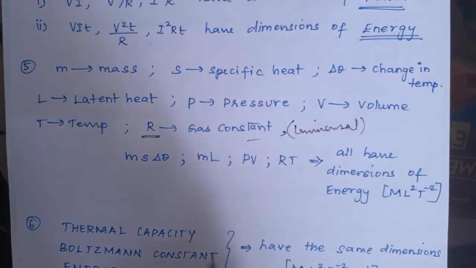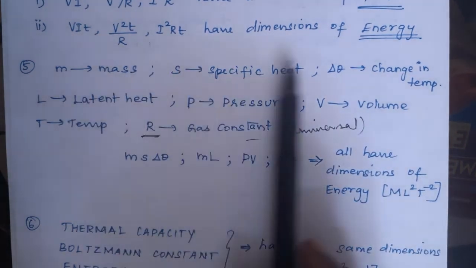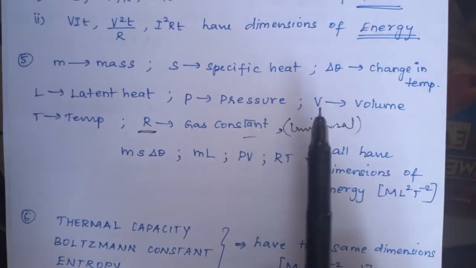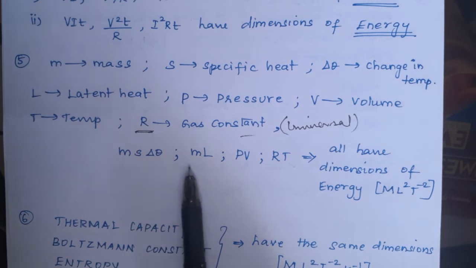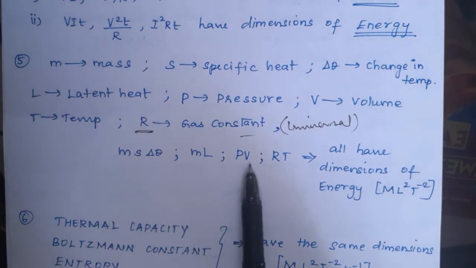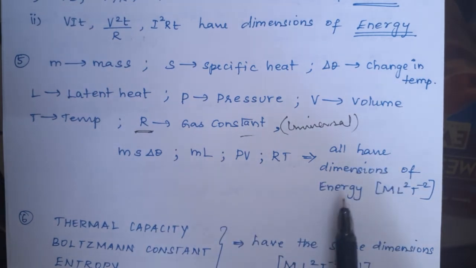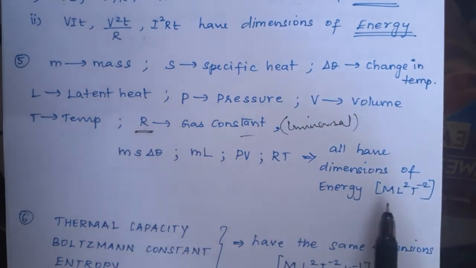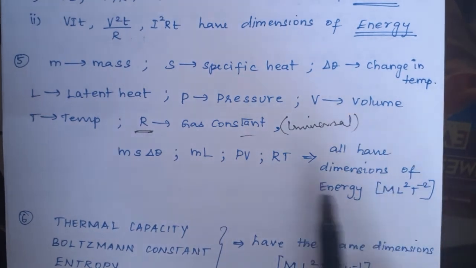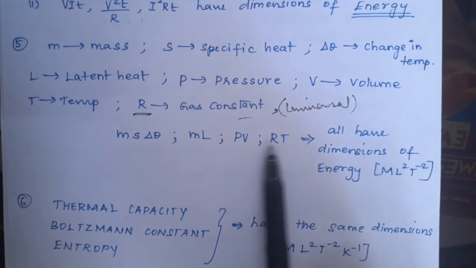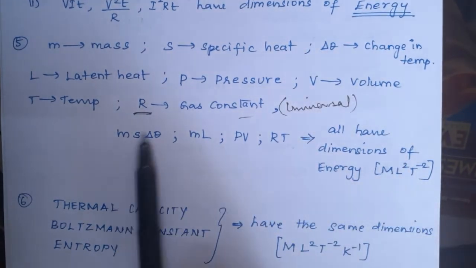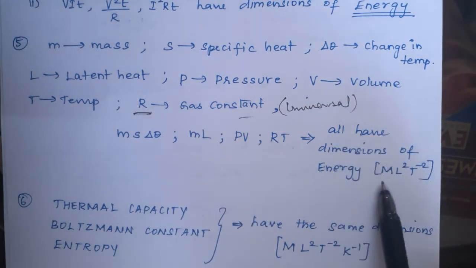Universal gas constant. If you take all these symbols into account representing their usual meaning, ms delta theta, ml, pv, rt, all these relations have the same dimension of energy. So ms delta theta has the dimension of energy, ml also energy, pv energy, rt energy, because pv equals rt, one important gas equation. All these have the same dimension of energy, which is equal to M L square T power minus 2.